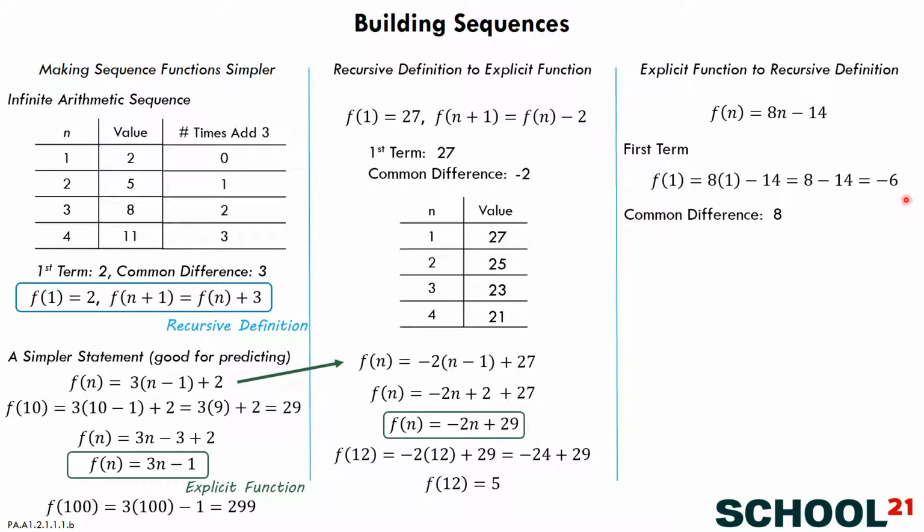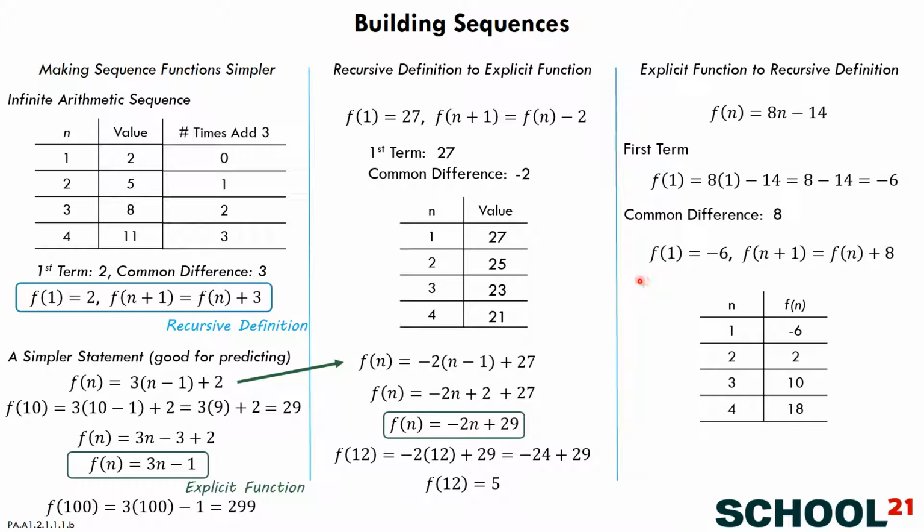So now you have the first term and the common difference. You can write your recursive function. So we just write f of 1 equals negative 6, which just basically means the first term is negative 6. And then you say, to get the next term, take your current term and add the common difference, which is 8. Okay, so that's how you move the other direction from an explicit function to a recursive definition. And we could create a table that says, okay, our first term is negative 6, and then each time we add 8, and that's how you could build a table too off of the recursive. Make sense?